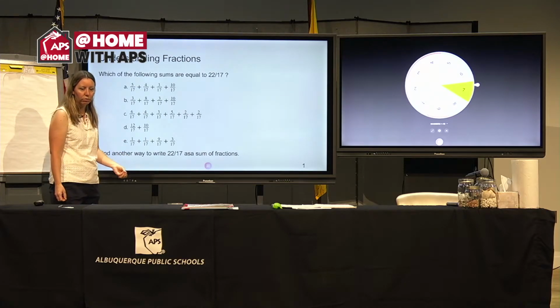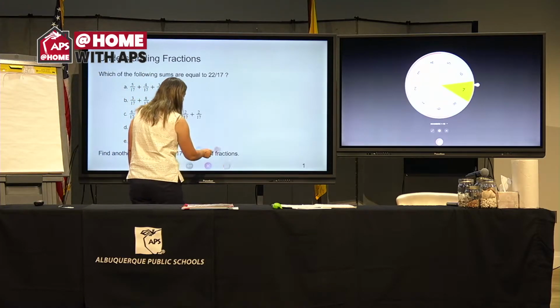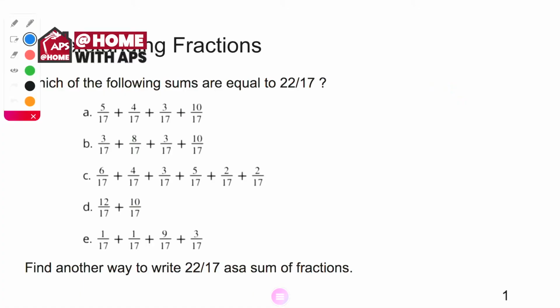22/17? Ooh. If I was to rewrite this, because sometimes when we're typing, we can't always get a very nice look, but this is how we would write it, 22/17. So now it looks a little bit better for what we're used to seeing from fractions. Typing sometimes isn't the best thing, but it's there for us. So how would we do this? How would we figure out which of the sums are equal to this?